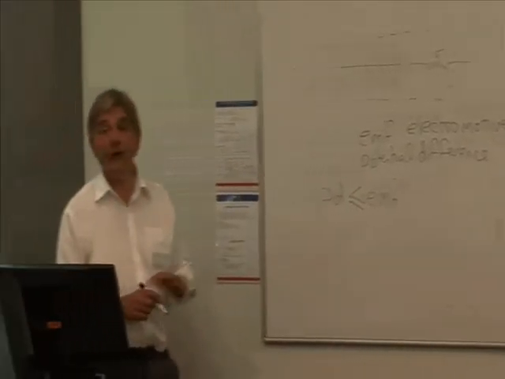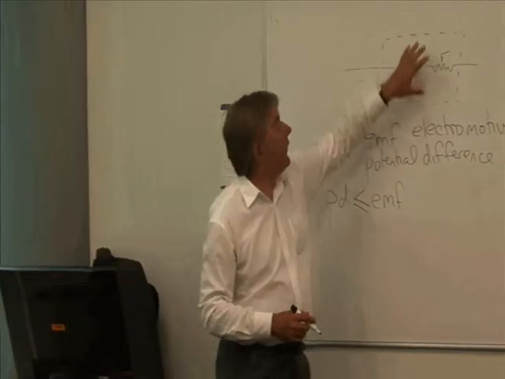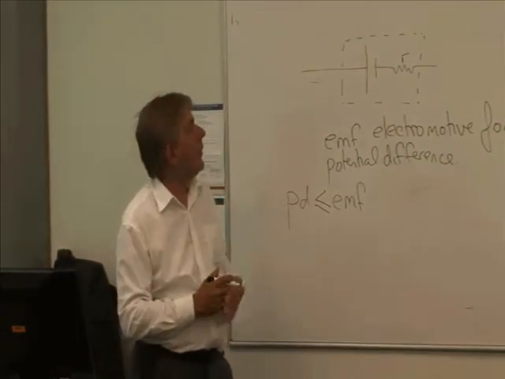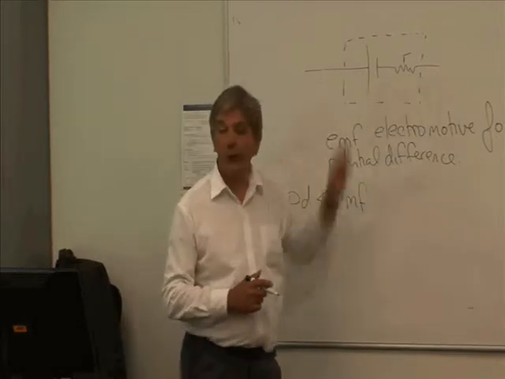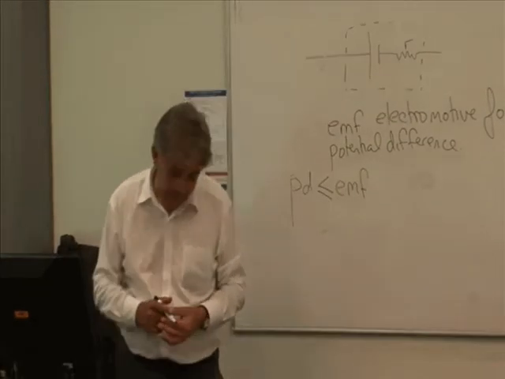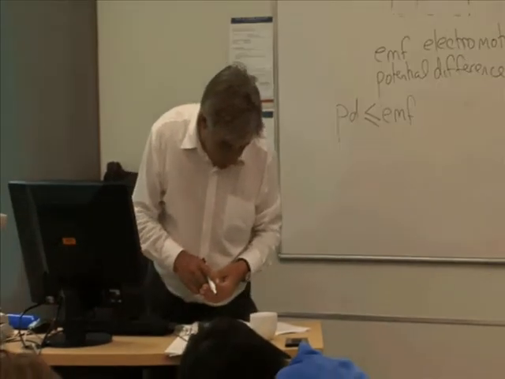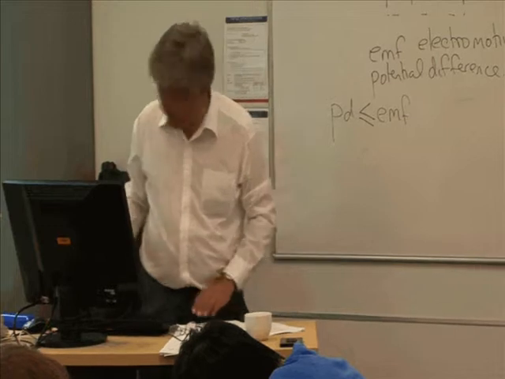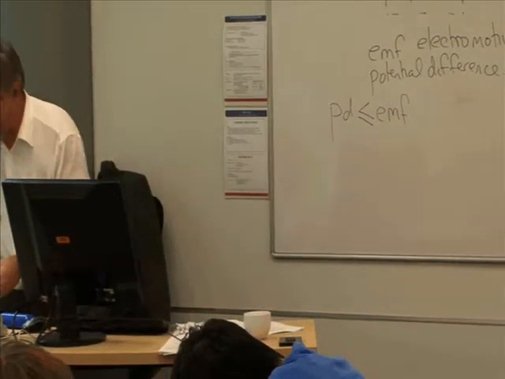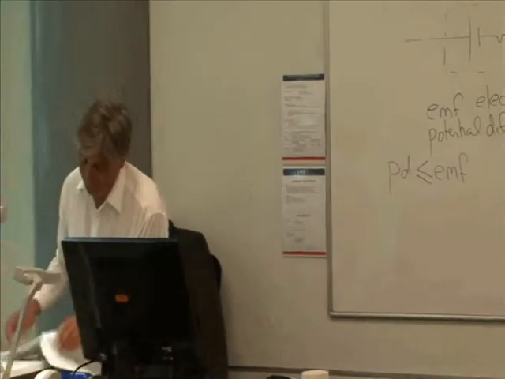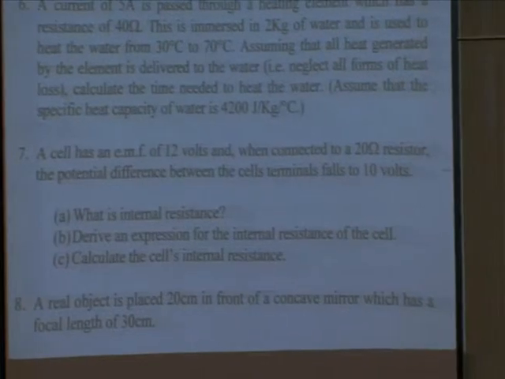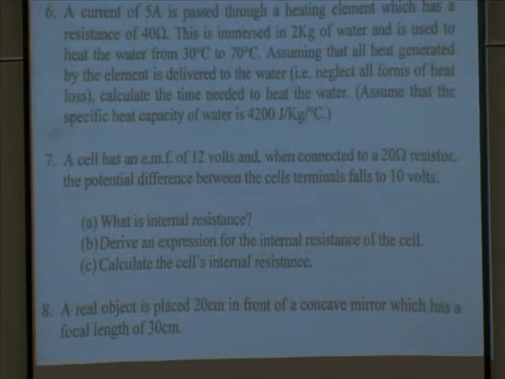Because as soon as we start taking current from that, then the resistance of everything that forms the cell or battery will reduce the voltage appearing across the terminals. So the next part is derive an expression for this. Here we go, number 7. Derive an expression for the internal resistance.